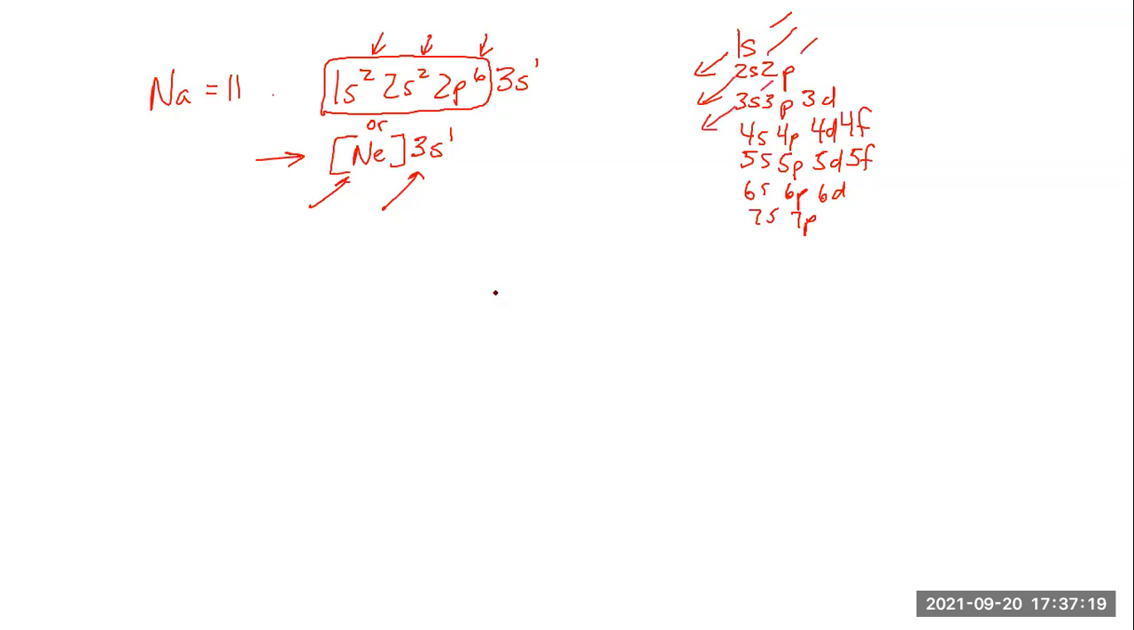There are some exceptions, and two notable exceptions are chromium and copper, which are in the transition metal region. If you look in the transition metal region, you'll see chromium and copper right there on top. Chromium is 24, copper is 29.